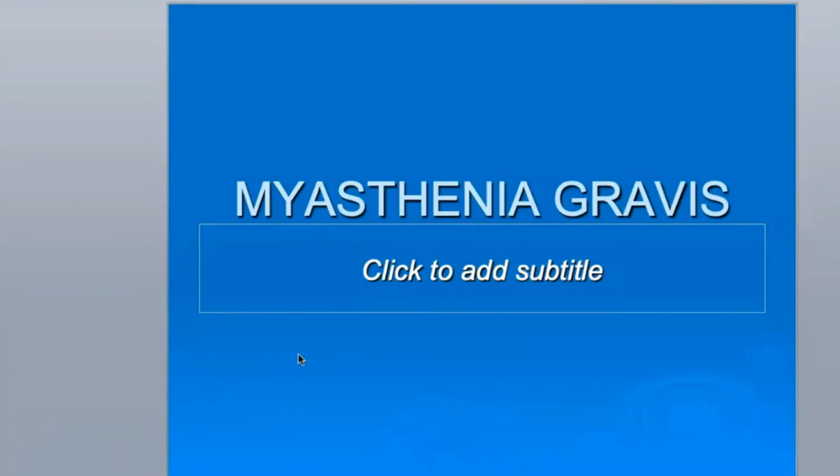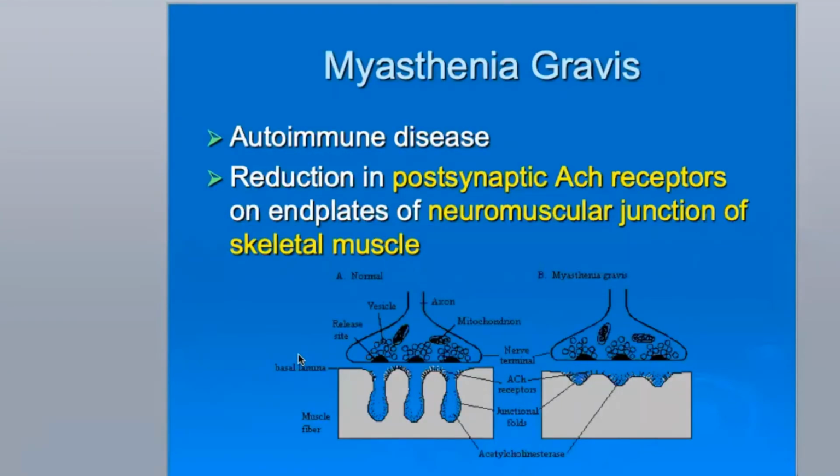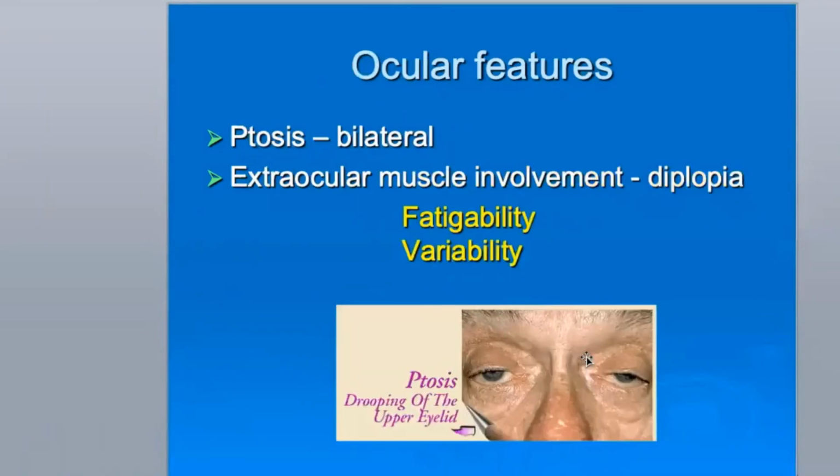Myasthenia gravis, again an autoimmune disease. There is actually a reduction of the acetylcholine receptors on the end plate, right? So it reduces the response at the neuromuscular junction of the skeletal muscle. Remember, it's a skeletal muscle. Your extraocular muscle is also a skeletal muscle. Yeah, so that will be affected as well.